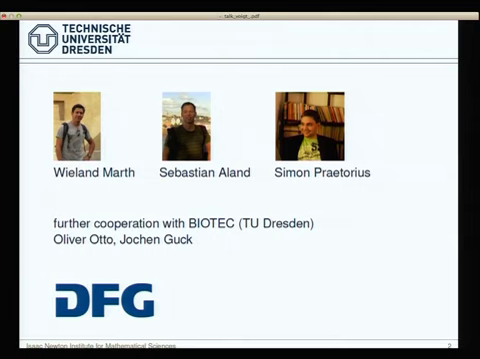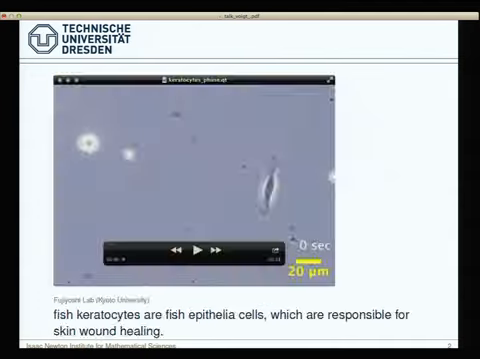And then more recently, we also started some collaboration with the group of Jochen Buch. It's an experimental group at the Biotech in Dresden. They just moved last year from Cambridge to Dresden, and I hope that I come in the end to this as well. Well, and the whole thing is financed by the German Science Foundation.